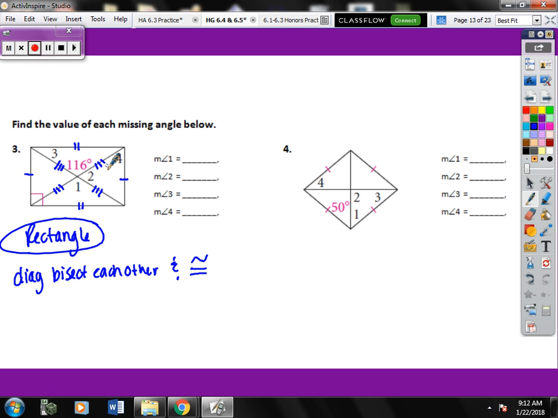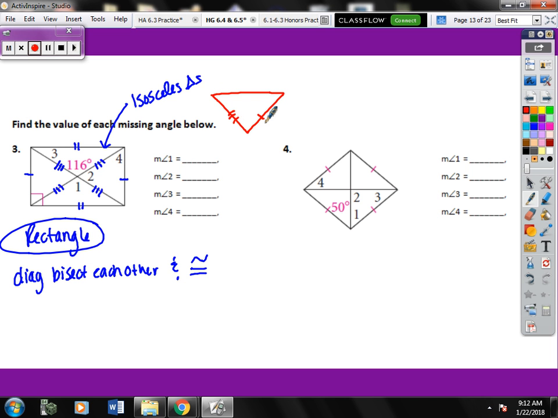There is a question like this on your test. A lot of students miss it every year because they don't remember to mark all four pieces as congruent. Once you do that, you're going to use prior knowledge about isosceles triangles. Okay, so let's start with that top triangle.